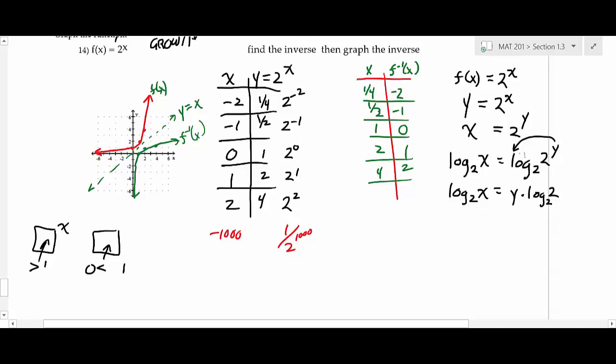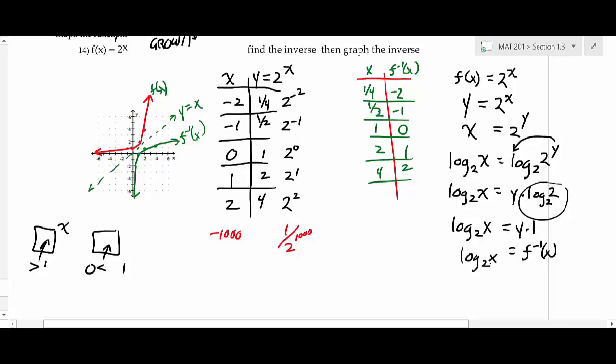So we have log base 2 of 2 to the y, which equals log base 2 of x. So you can bring the y down, and that would be y times log base 2 of 2. Now can you tell me what log base 2 of 2 is? It's 1, because 2 to the first is 2. So you get log base 2 of x equals y times 1, which is y, so that's what your inverse is. We conclude that f inverse of x is log base 2 of x.